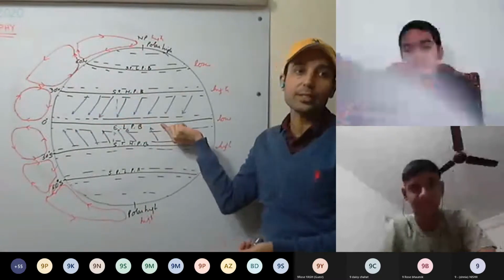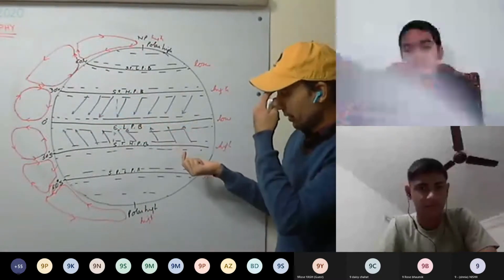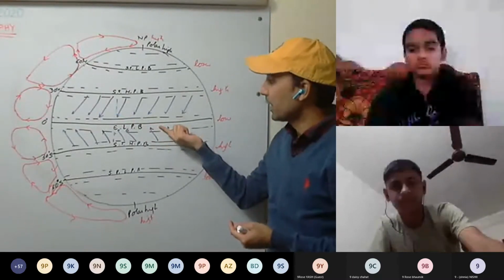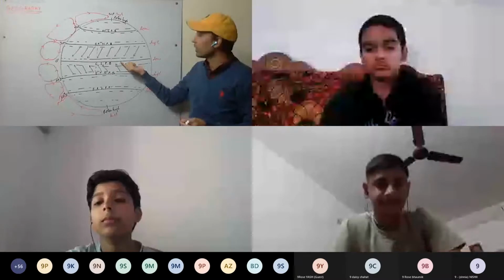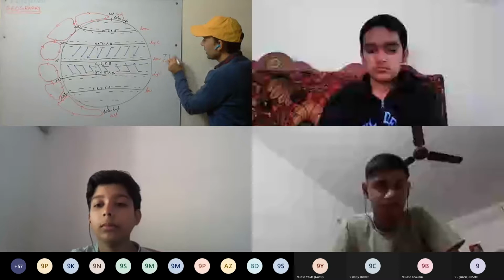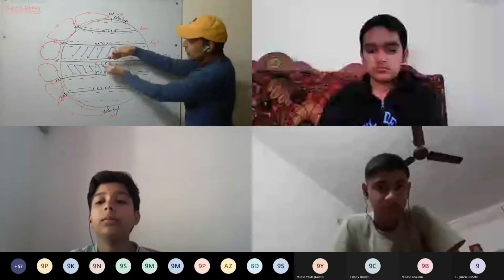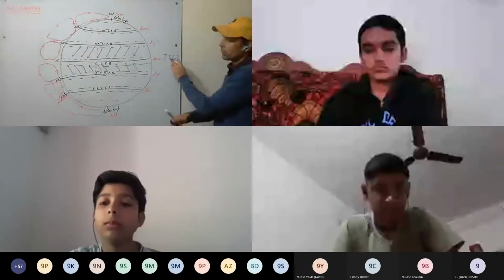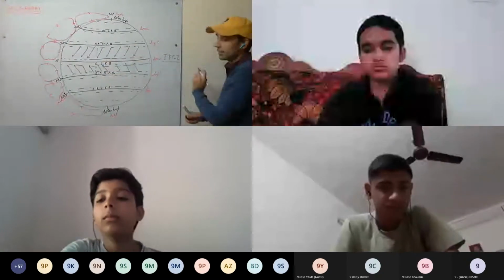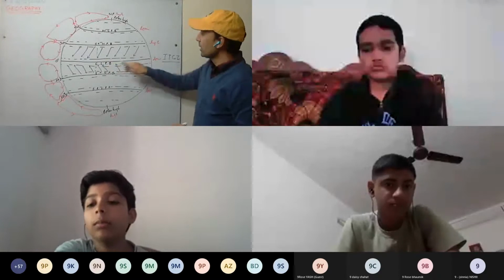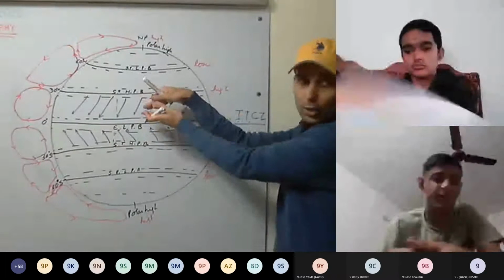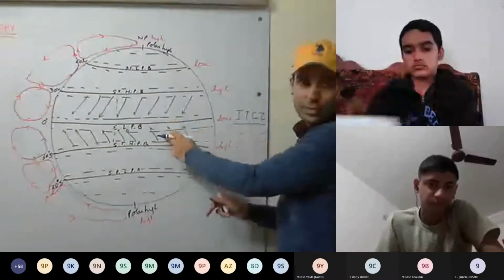This region, this belt is called the ITCZ, intertropical convergence zone. This equatorial low pressure belt is also called the ITCZ. Intertropical, that is between the tropics, convergence zone. These two winds are converging at the equator. This is clear? Intertropical, between the tropics, convergence, these two winds are converging.